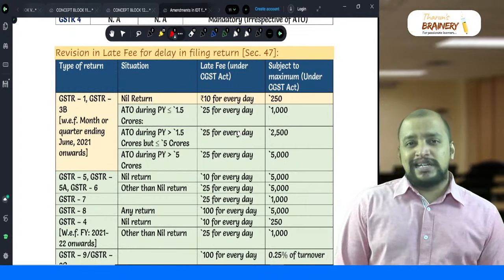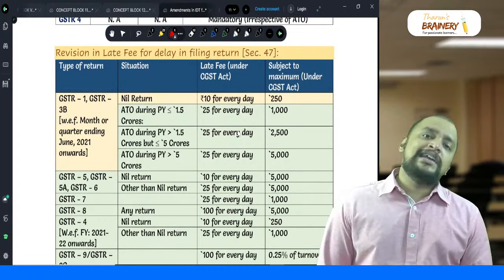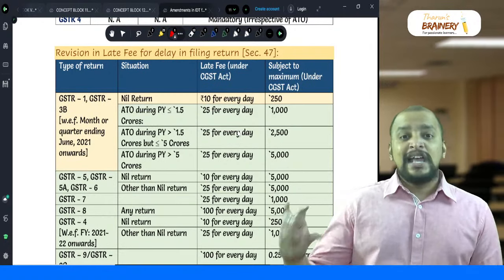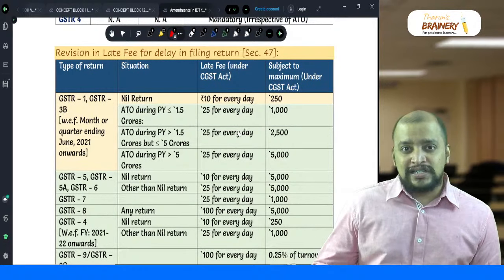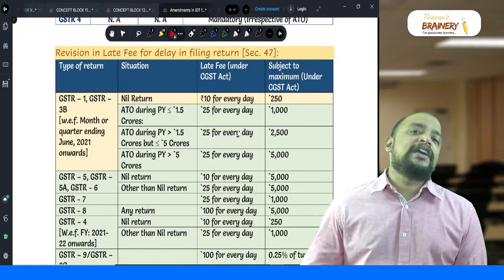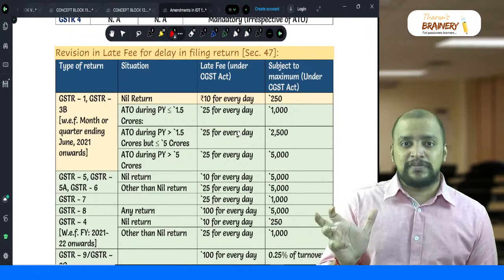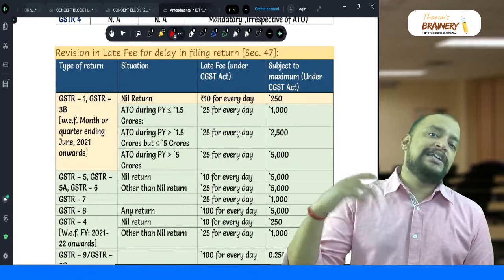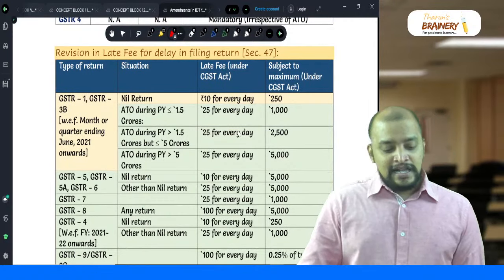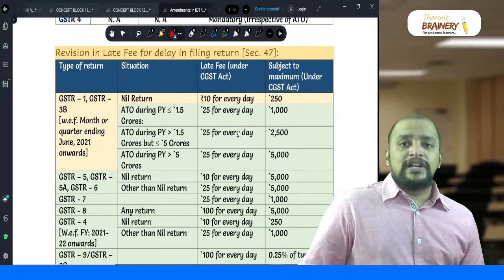The difference between GSTR 9 and 9C is that GSTR 9 is required to be filed by every person, and 9C, the reconciliation statement, only by a person whose aggregate turnover during the previous year exceeds 5 crores. That is the reconciliation statement, containing the reconciliation of ITC availed, turnover, etc. Then revision of late fee. So, late fee.